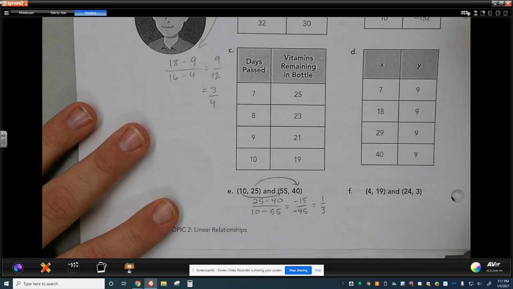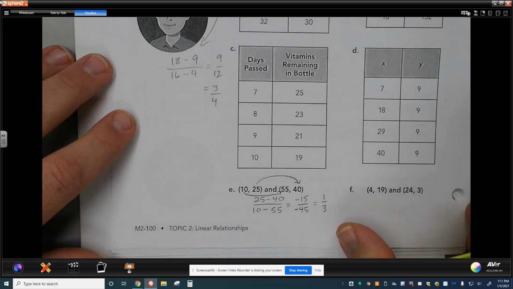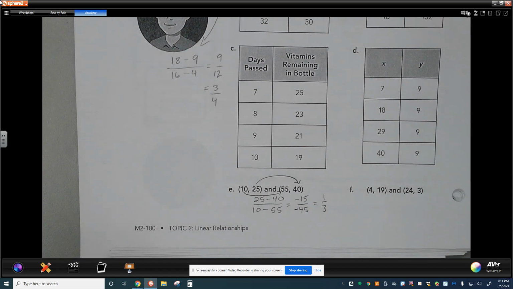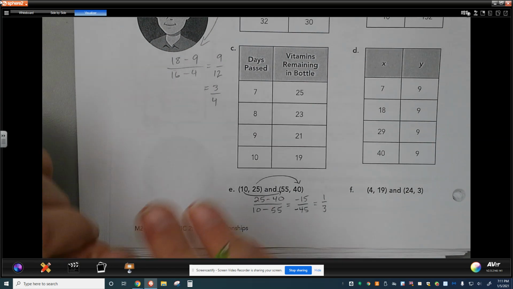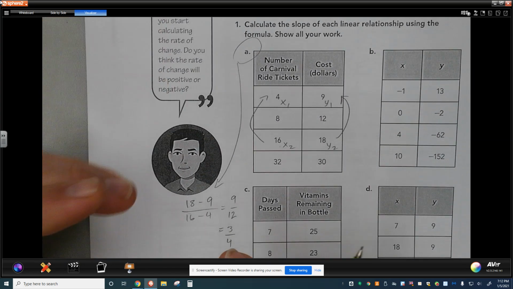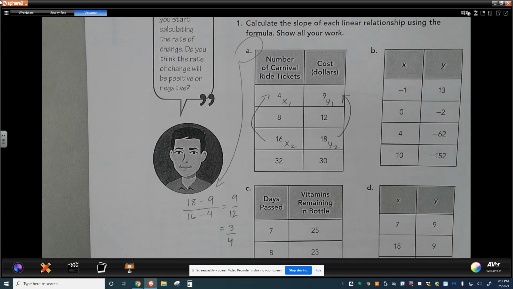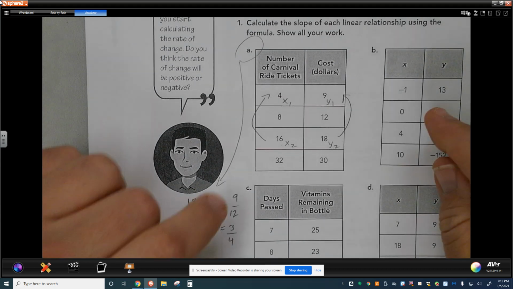You have some other practice you can do with B, D, and F. Go ahead and take care of those. One thing that I would suggest to you before you actually get started, here's a little comment box. They said, do you think the rate of change will be positive or negative? Here's what we can look at.